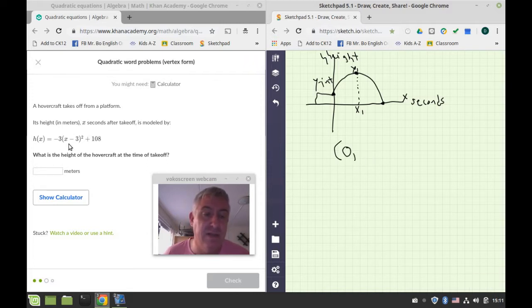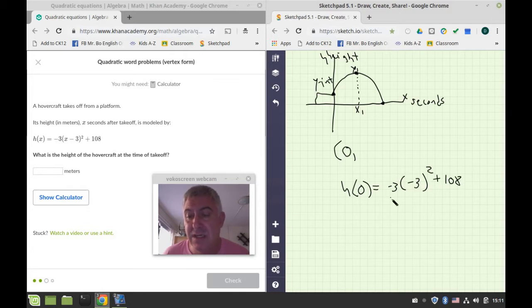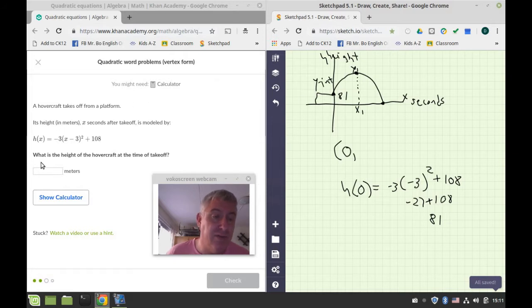So how do we find that? We find h of 0. -3 times 0 minus 3 is -3 squared plus 108, and that's 9, -27, plus 108 is 81. So our height at the time of takeoff is 81 meters.